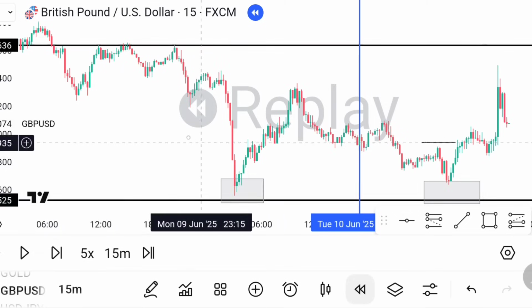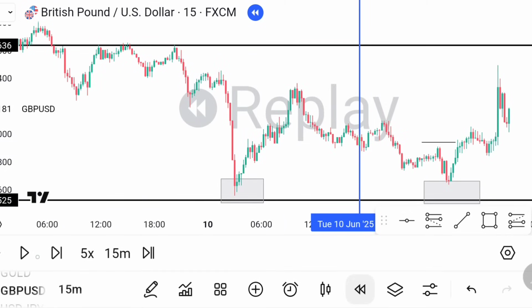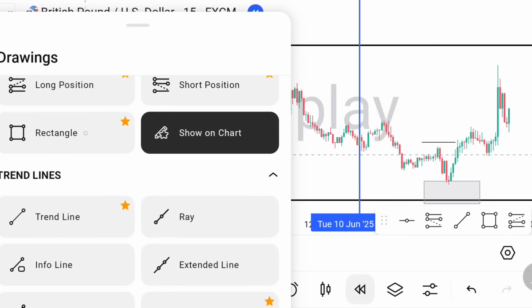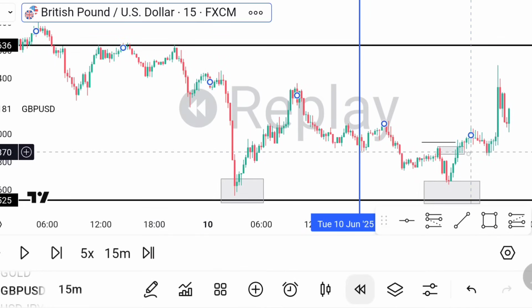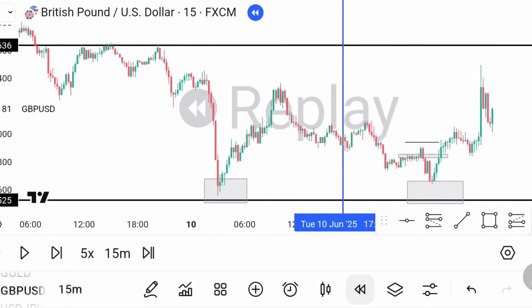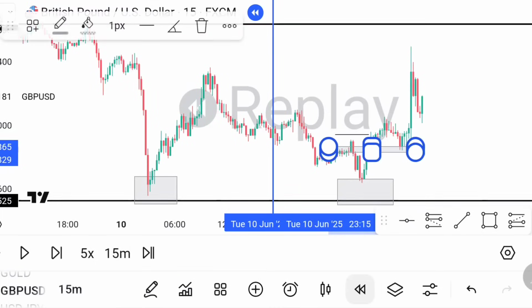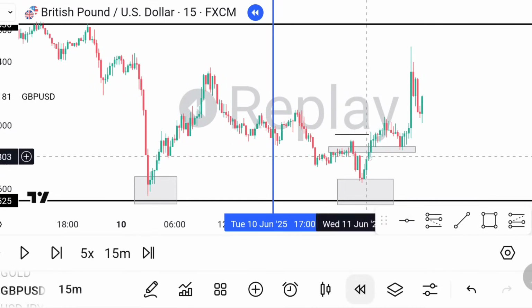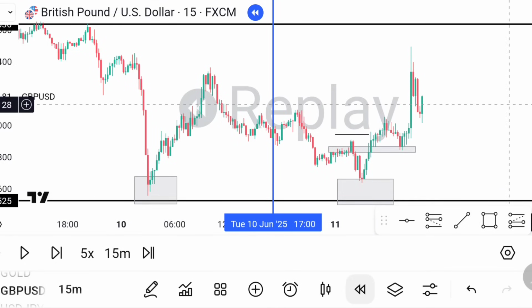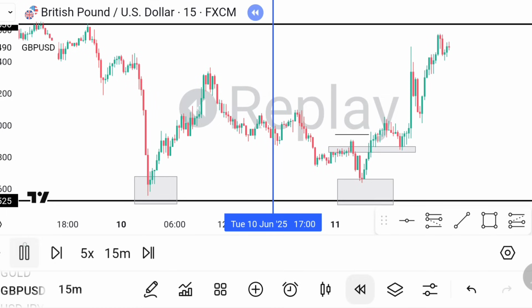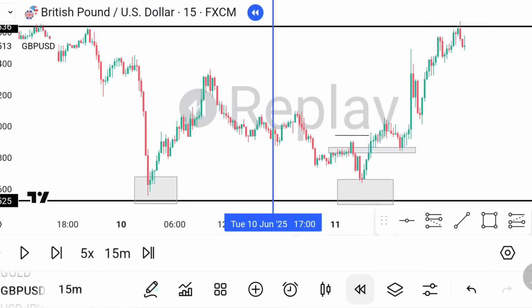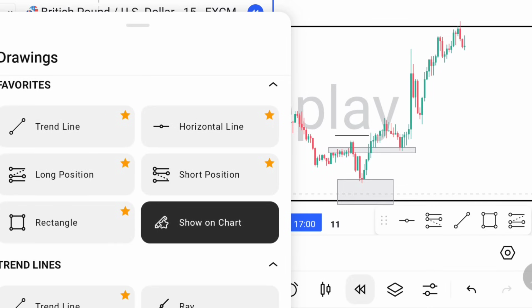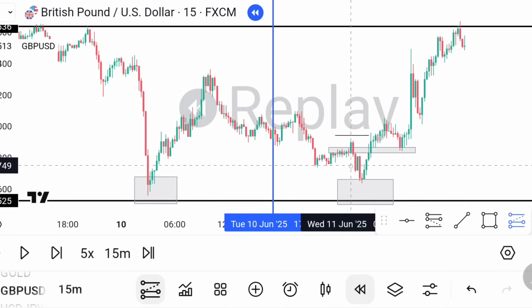You can see now this can also be an entry point for us. The market broke structure, and we could also have entered on the double bottom. Let's keep playing to see. You can see the market has hit the previous day's high. So if you place your long entry.